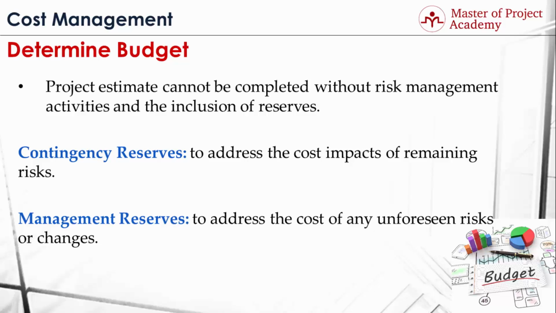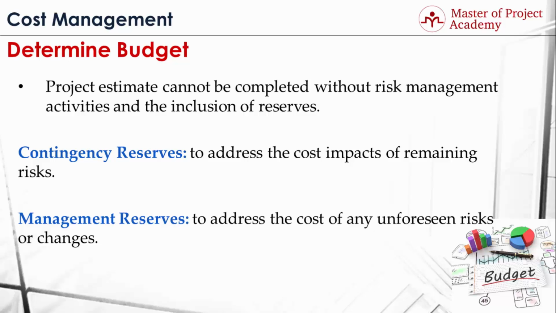For these kind of unforeseen risks or changes, management team of the company plans an additional budget on top of the project cost. For instance, if the project budget is $10 million for a construction project, management team of the company might plan a 5% management reserve for this project. This means they reserve additional $500,000 budget for any unforeseen risks that might occur in the project.